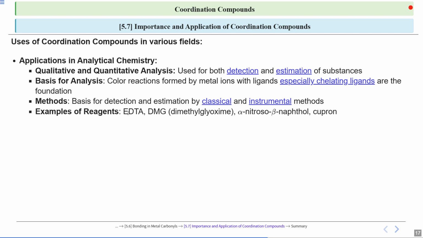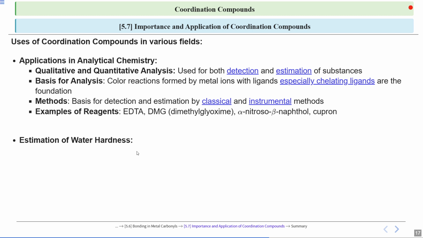Examples of the reagents: EDTA. EDTA is a coordination compound which we use as a reagent in analytical chemistry. DMG, which is dimethyl glyoxime. Alpha nitroso beta naphthol, this is another reagent, and cupron. So these are the reagents, coordination compounds, which we use in analytical chemistry.